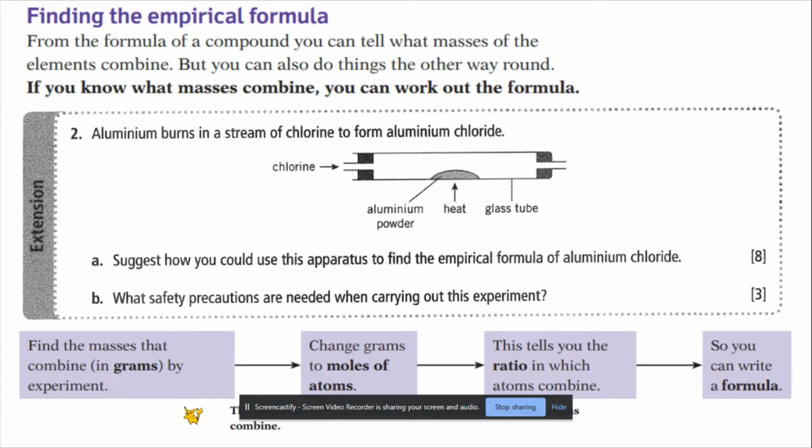Aluminium burns in a stream of chlorine to form aluminium chloride. Suggest how you'd use this apparatus to find the empirical formula of aluminium chloride. It's very, very clear that we need to work out what the masses are of our starting elements. So aluminium powder, very, very easy for us to calculate, or whatever source you have of aluminium.